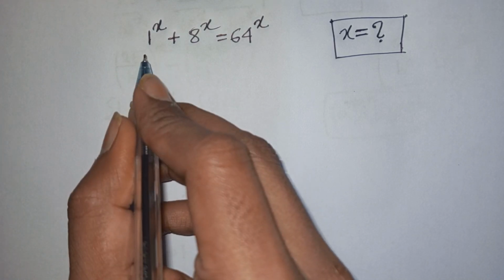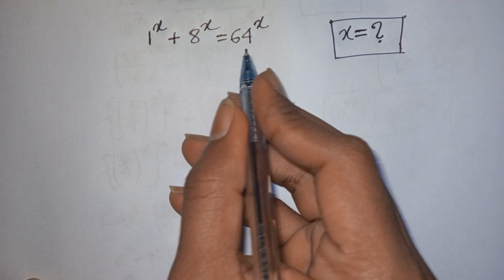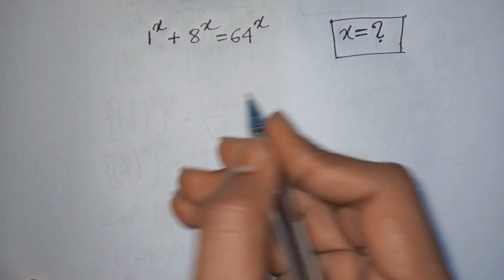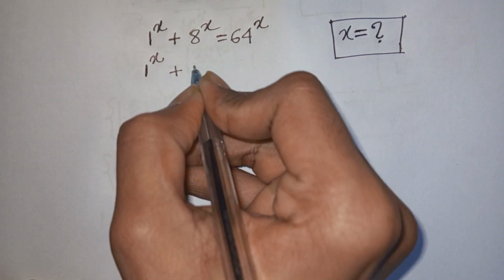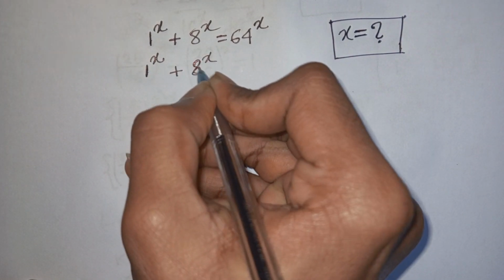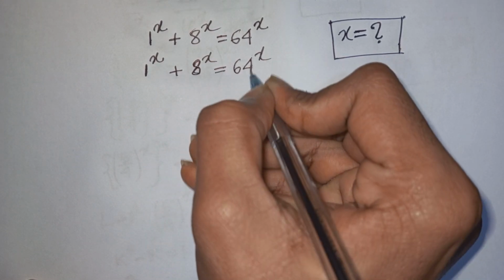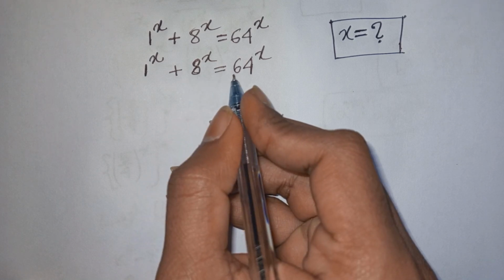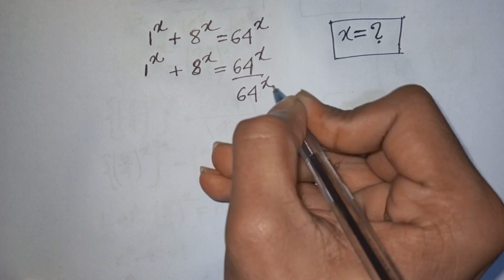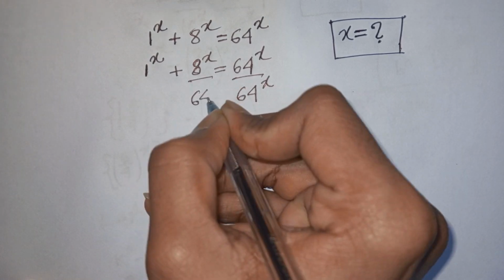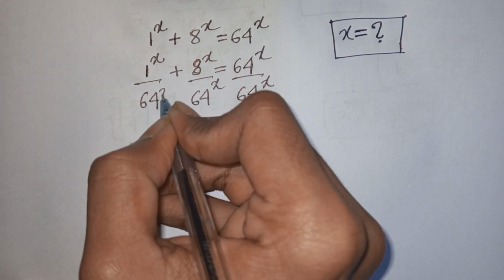Can you solve this nice algebra exponential equation, which is 1 power x plus 8 power x is equal to 64 power x? Find the value of x. So we have 1 power x plus 8 power x is equal to 64 power x. Now we divide by 64 power x on both sides.